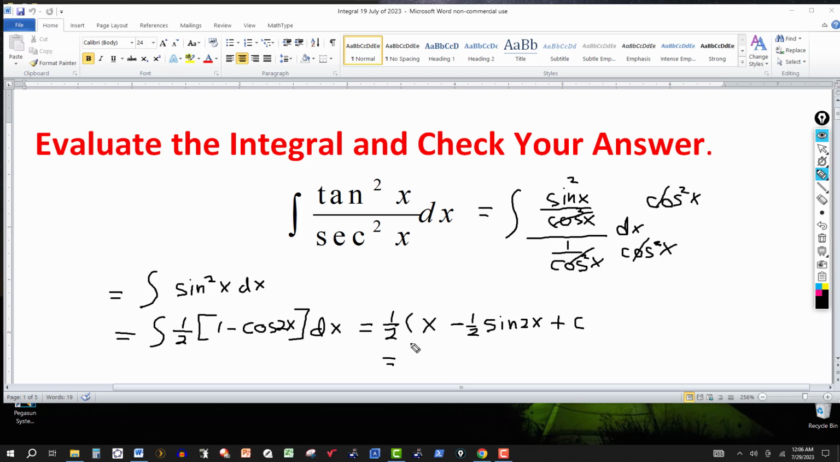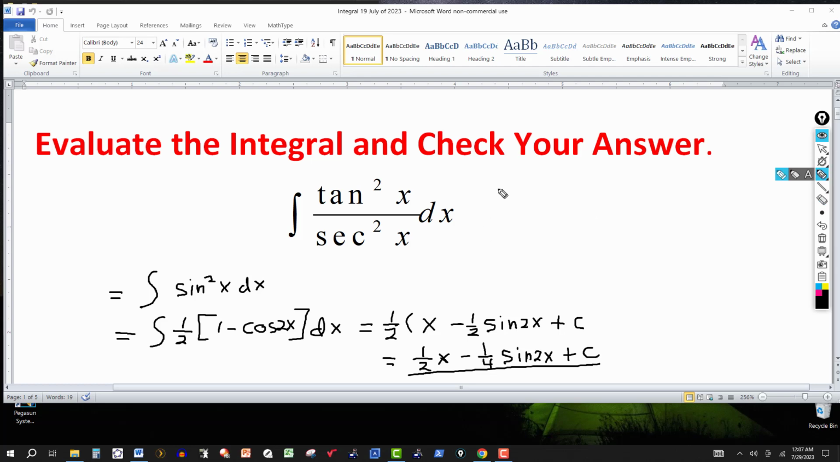So this is going to equal, multiplying through by the 1/2, we get 1/2 x, 1/2 again times the minus 1/2 sine 2x, so we get minus 1/4 sine of 2x, and then plus the constant of integration. And this is your answer right there.